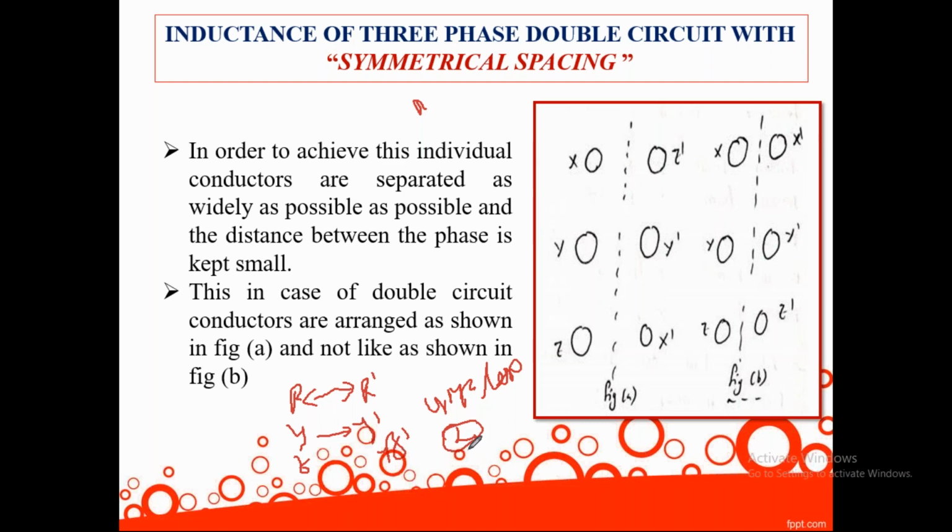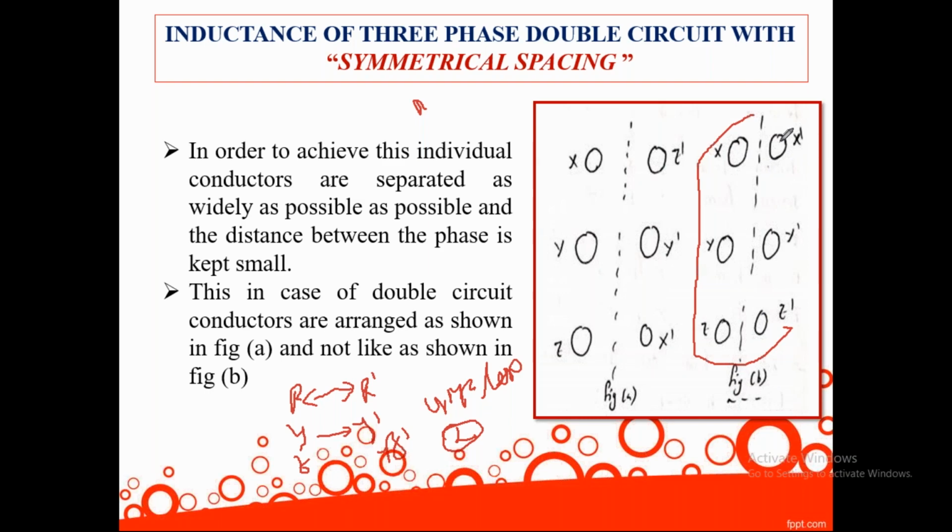When the inductance is more, a huge amount of losses will occur in the transmission lines. So that's why we are choosing this. So this is without using any transposition. XYZ is circuit 1, X dash Y dash Z dash is circuit 2.